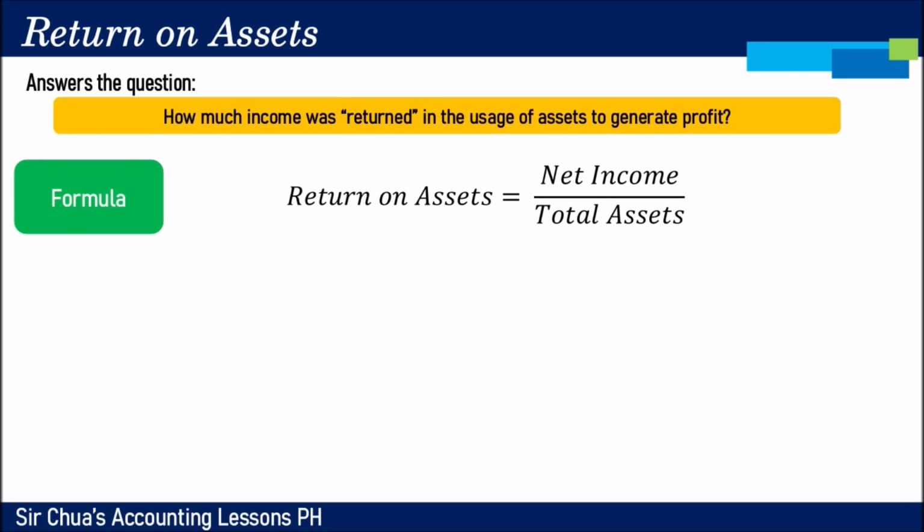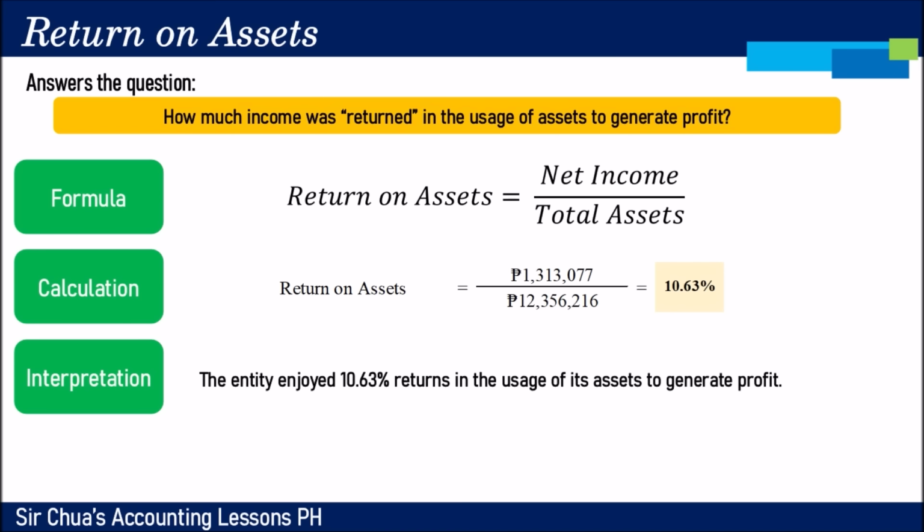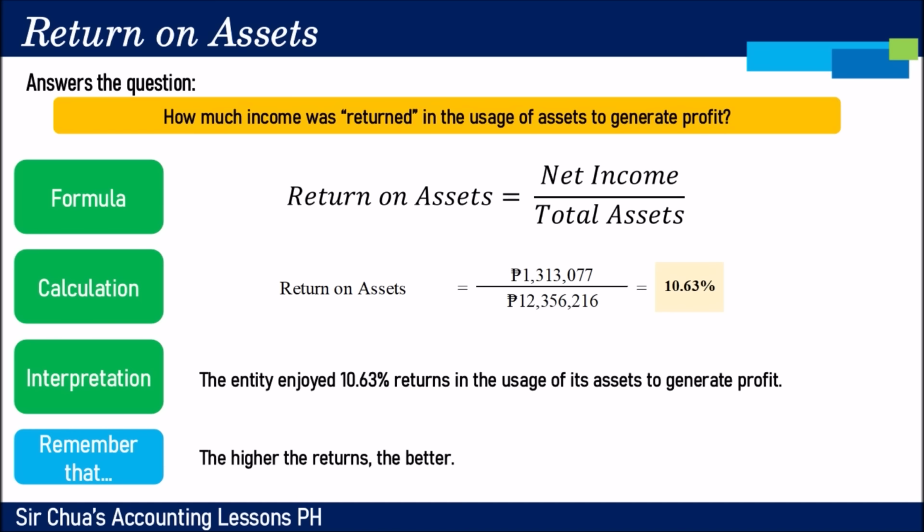So, you just simply divide your net income to your total assets during the accounting period. So, the net income of 1,313,077 divided by total assets for 2020 of 12,356,216, 10.63% ang bumalik sa ating assets. Okay? Siyempre, ginagamit natin yung ating assets para kumita and 10% return yung na-enjoy ni company in the usage of their assets. Okay? The higher the returns, the better.